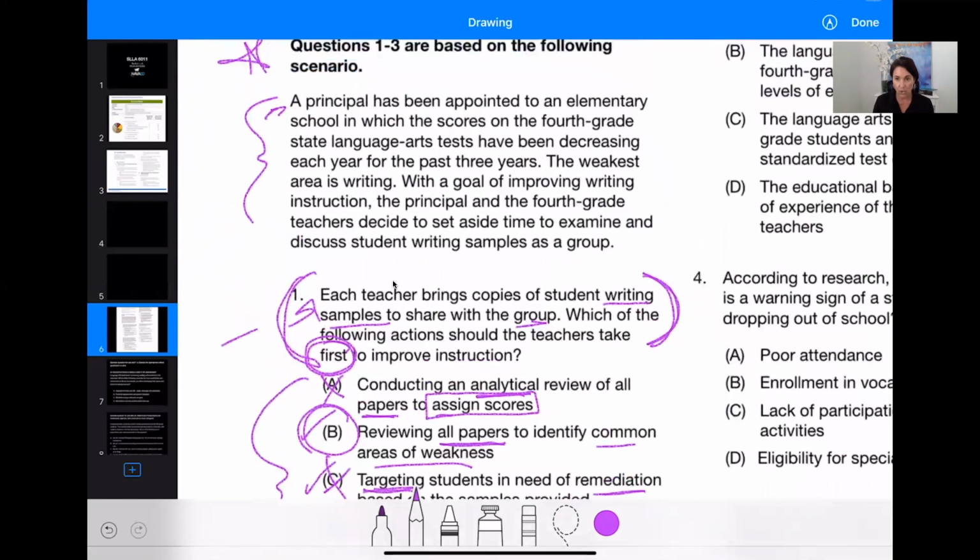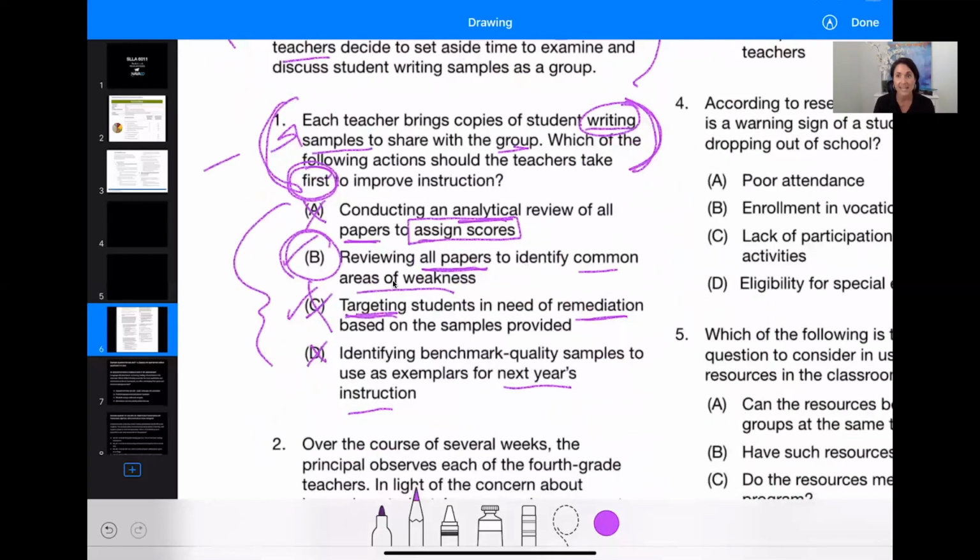Now, because I'm taking a test, I'm going to go back up in here and just check, okay? A principal has been appointed to an elementary school in which the scores on the 4th grade state language arts test have been decreasing each year. The weakest area is writing, all right? So that makes sense that we're looking at student writing here. With a goal of improving student writing instruction, okay, here's the goal, and that's the whole piece of vision and goals, the ones that we were talking about earlier. The principal and the 4th grade teachers, so together collaboratively, decide to set time aside to examine the data. So what should the teachers do first? Well, the teachers should review all the papers and then identify the need, the weakness.